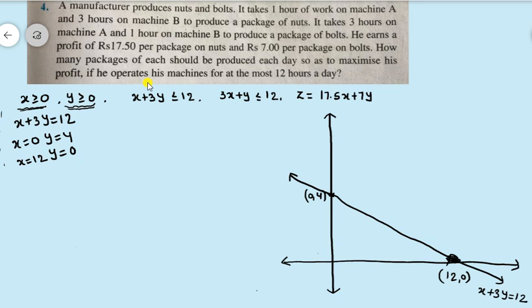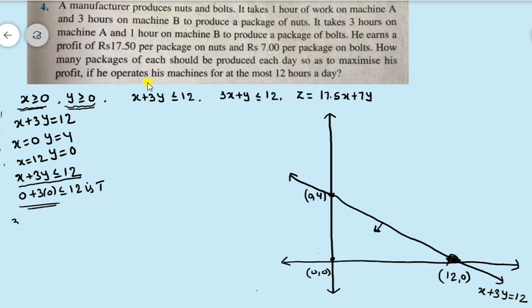But we have to shade the inequality x plus 3y less than or equal to 12. Substitute 0 comma 0: 0 plus 3 into 0 is less than or equal to 12, which is true. So 0 comma 0 satisfies this inequality. That's why we have to shade towards the origin. Keep that in mind: we shade towards the origin. That is the first part.